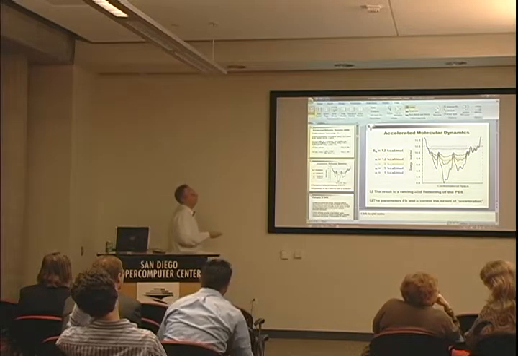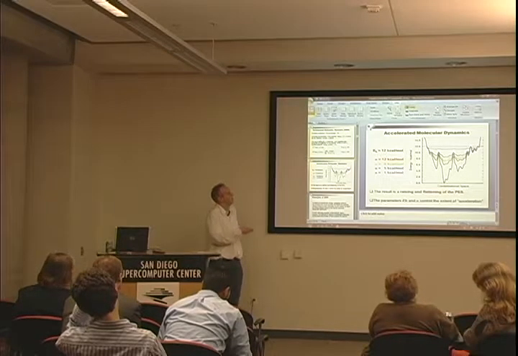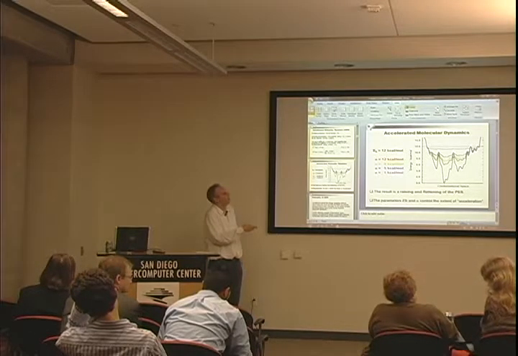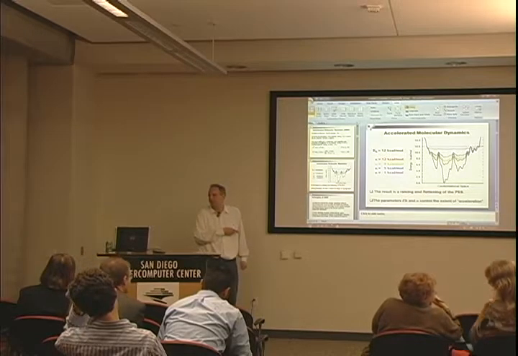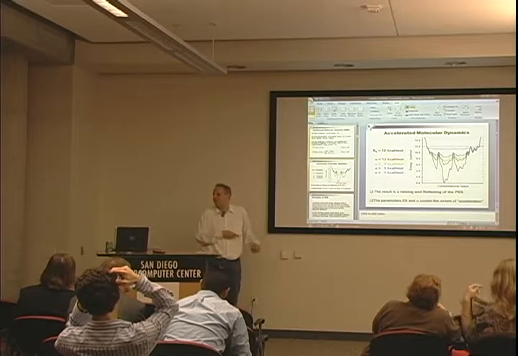In order to enhance the sampling, we add on this bias potential. And now, effectively, during our simulation, the system is not moving on the original potential, it's moving along the modified potential. But at each point, we know how much we're raising and flattening the potential energy surface.